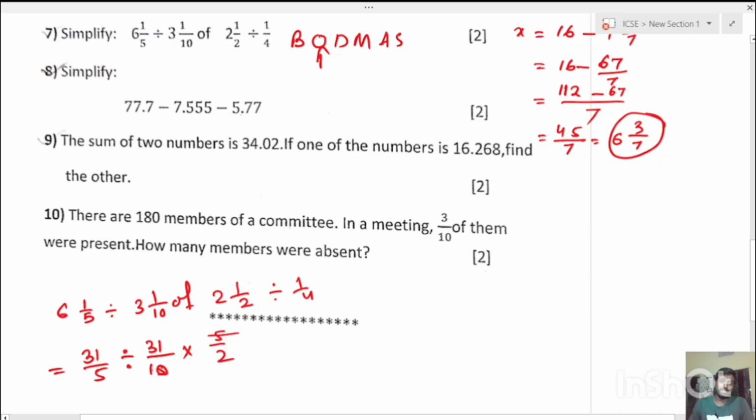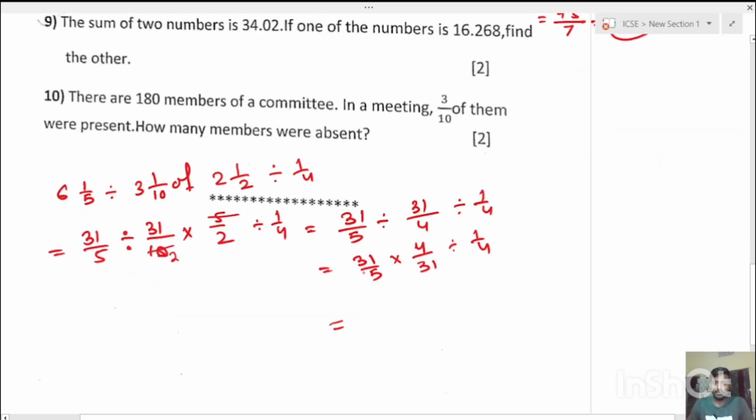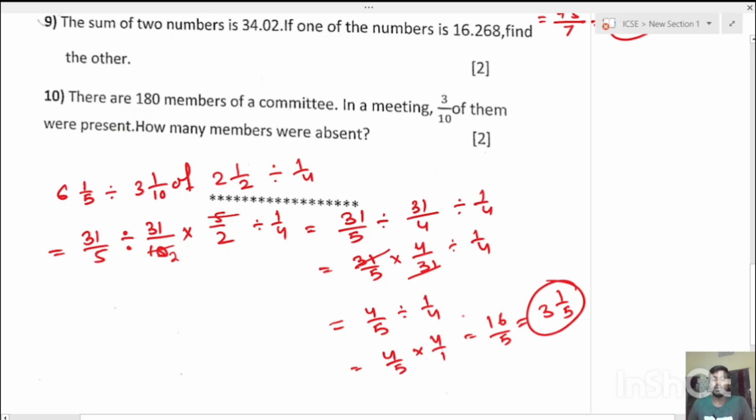Now cancel 5 and 2, giving 10. So divided by 1 by 4. Now we write 31 by 5 divided by 31 by 4 divided by 1 by 4. Now dividing means we take the reciprocal, so it will be 4 by 31. 31 and 31 cancel. Now it is 4 by 5 divided by 1 by 4, then 4 by 5 into 4 by 1. So 16 by 5, which is 3 whole 1 by 5. The correct answer is 3 whole 1 by 5.